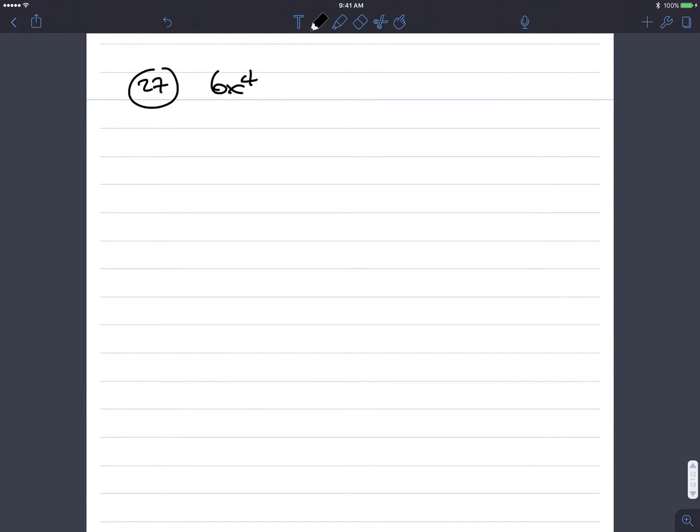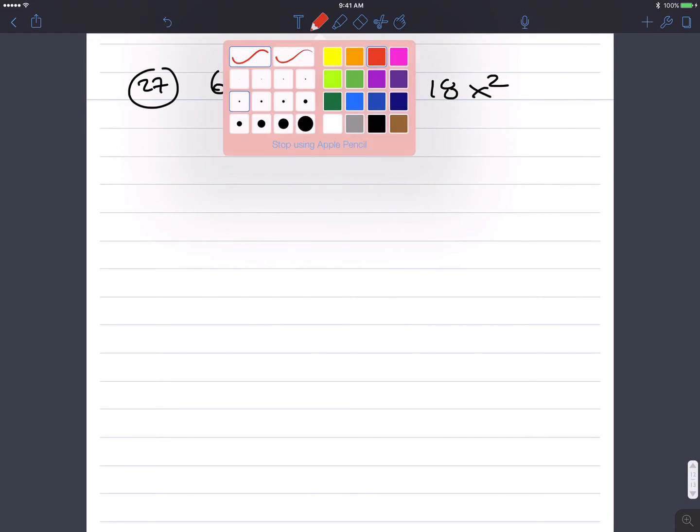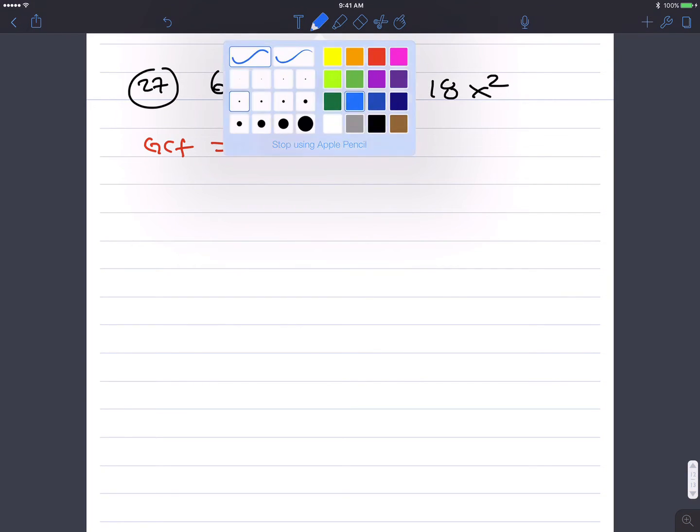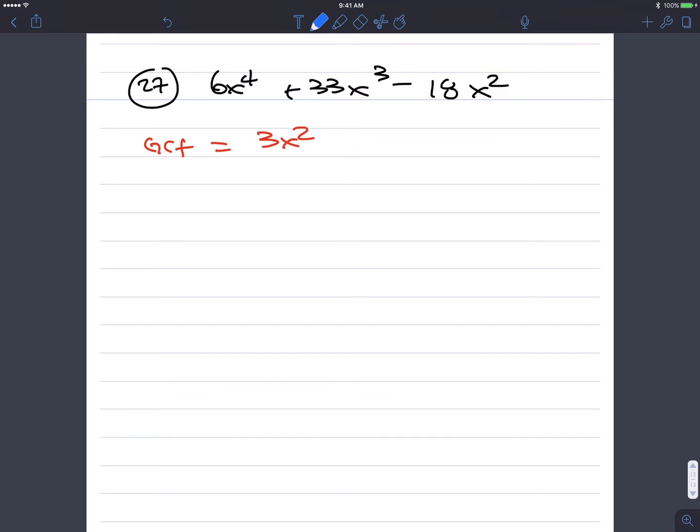6x to the fourth plus 33x cubed minus 18x squared. Okay, what's your greatest common factor? 3x squared. Good. Let's find the quotient. Remember, greatest common factor first of 6, 33, and 18 is 3. X to the fourth, x cubed, x squared, always x the smallest power. That x is common. It's in every term. So that's why it's 3x squared.